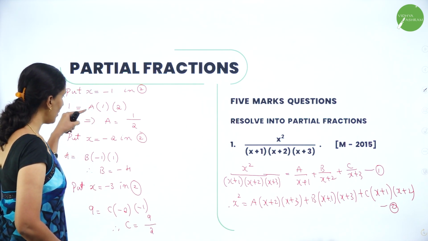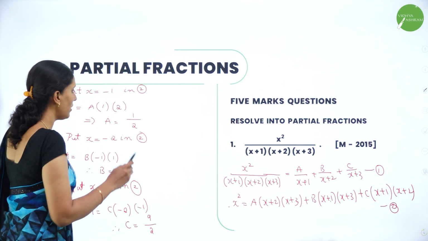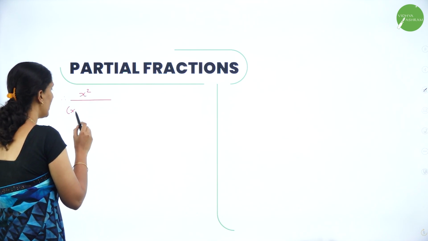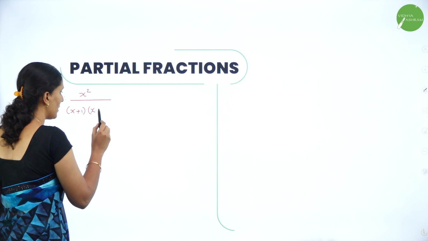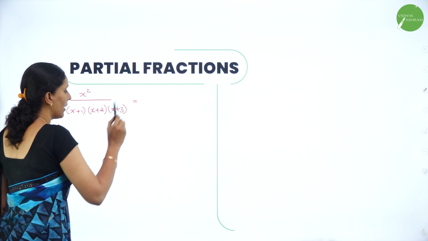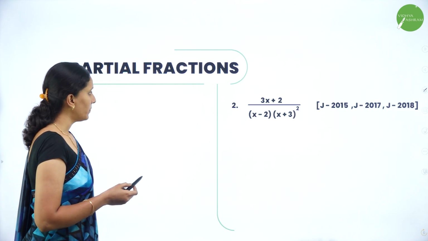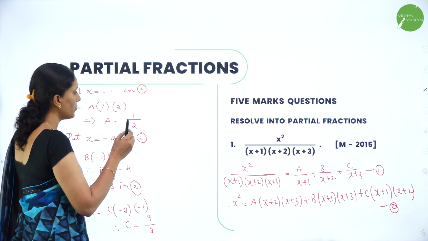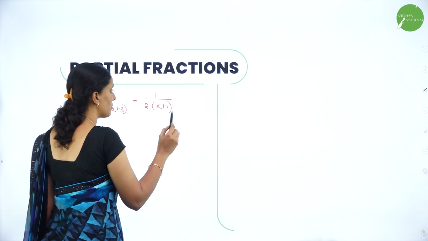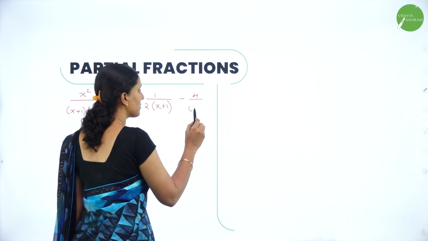Now we have got the values of A, B and C. Substitute them back into equation 1. Therefore, x square divided by (x + 1)(x + 2)(x + 3) is written in the form of a sum of simple fractions. Now A is here 1 by 2, so we get 1 by 2 into (x + 1). Next, we have B as minus 4, so it becomes minus 4 divided by (x + 2).